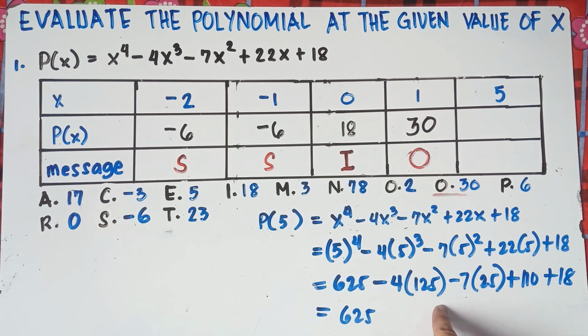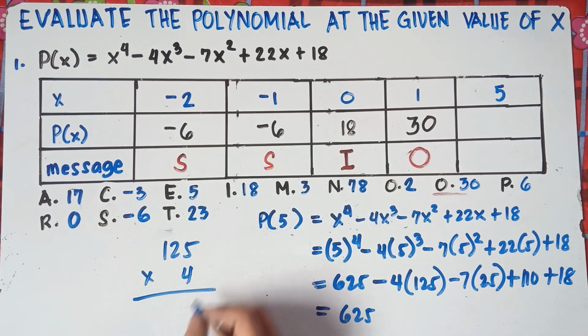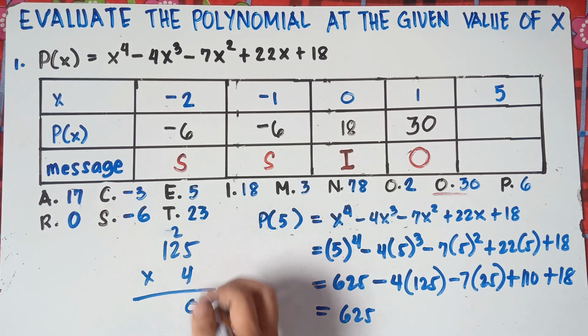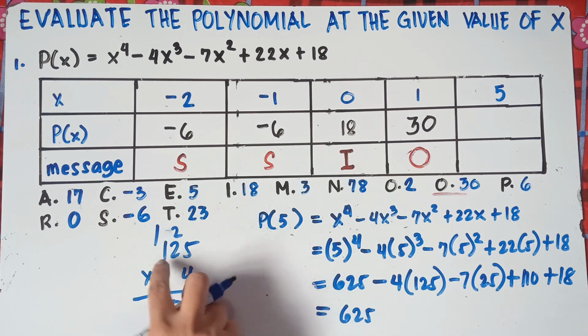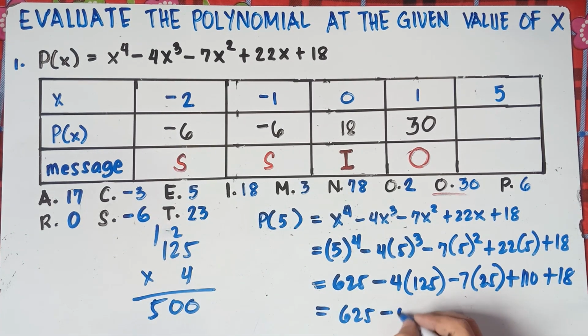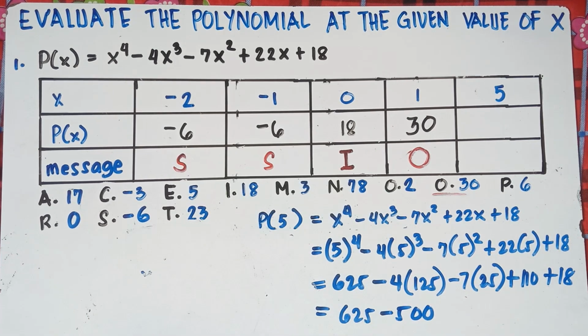Negative times positive, that would be negative. You multiply this one, 125 times 4. So 4 times 5 is 20. 0 carry 2. 4 times 2 is 8. Plus 2 is 10. 0 carry 1. 4 times 1 is 4. Plus 1 is 5. 500. So this will be negative 500 plus. Negative times positive is negative. Negative 500. Then you multiply.